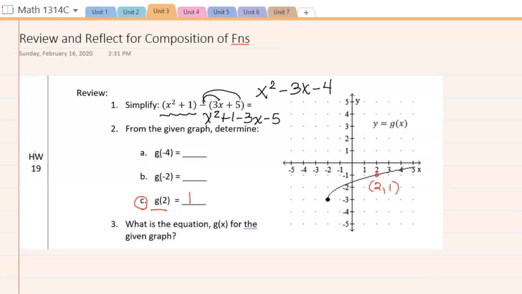For part B, we are looking for the y value or the function value of g of negative 2 from the graph. Looking at the graph, and in particular for the point that has a negative 2 as its x value, we see that the graph has the point (negative 2, negative 3). This means that the value of g of negative 2 is negative 3.